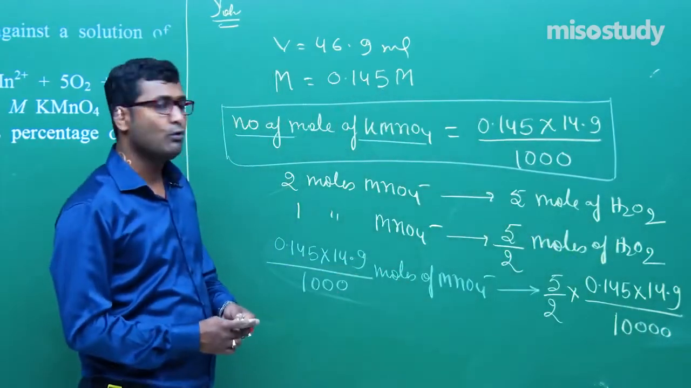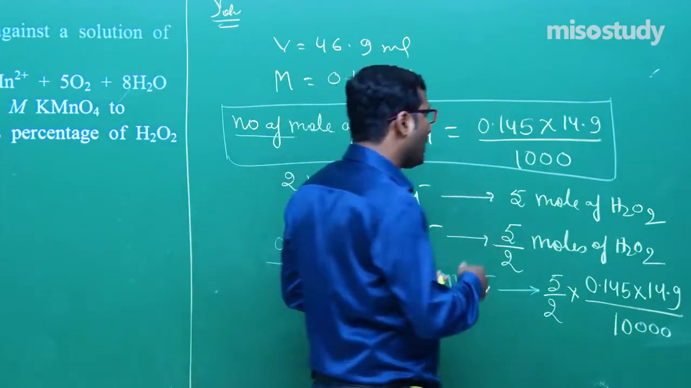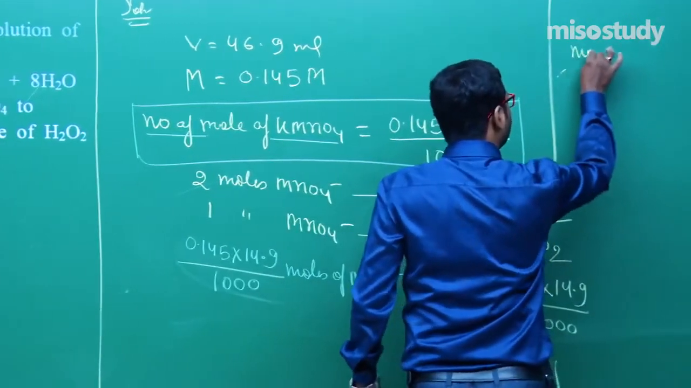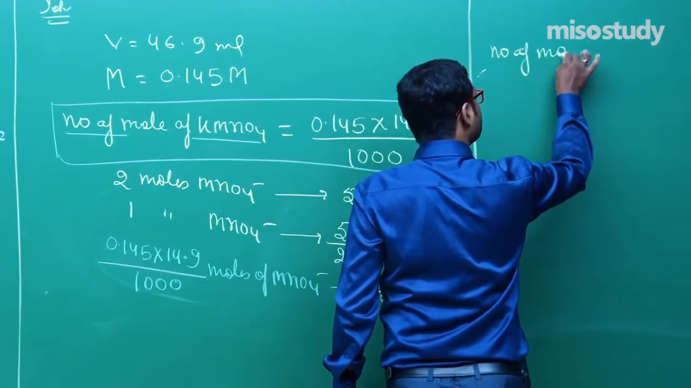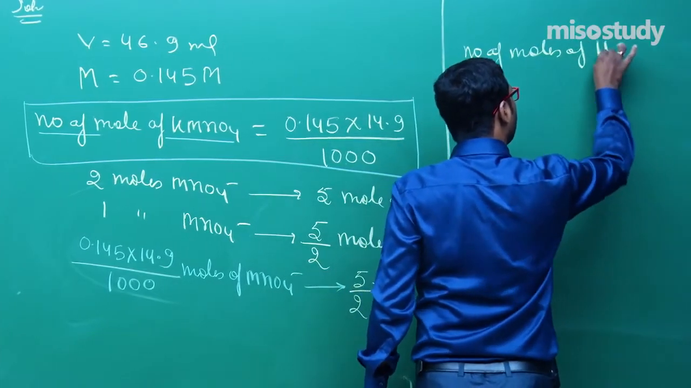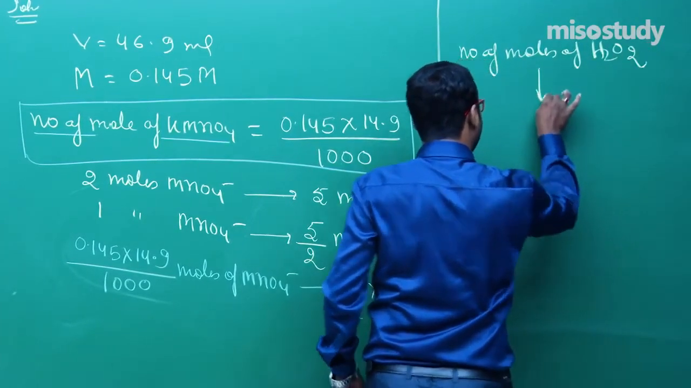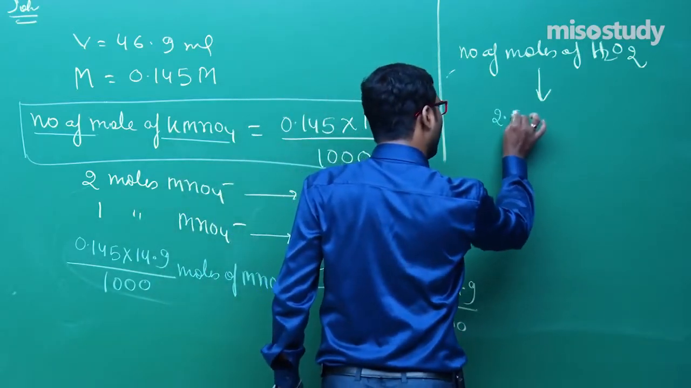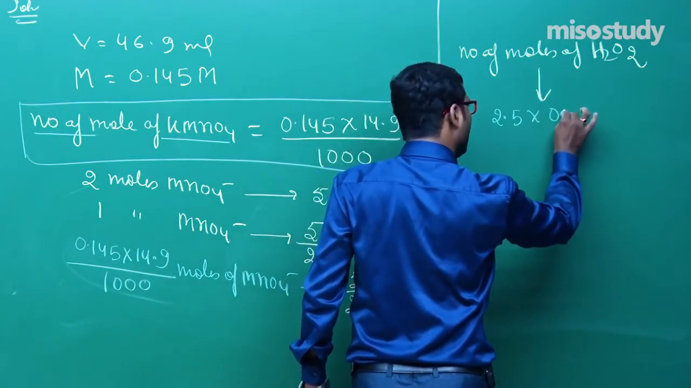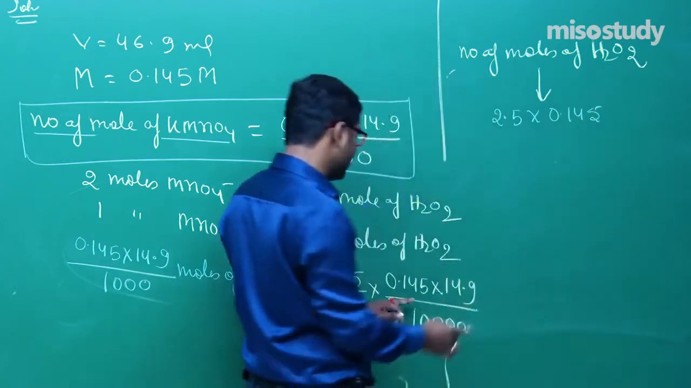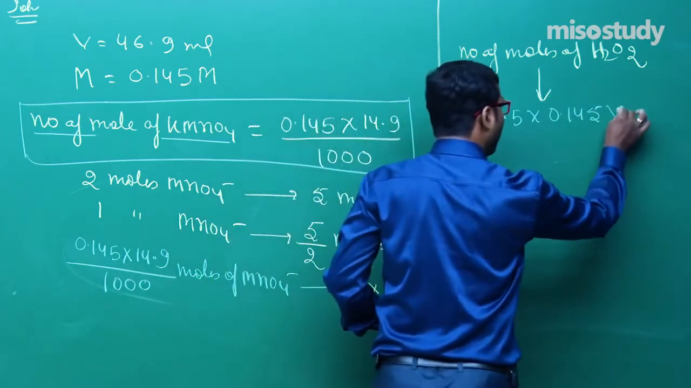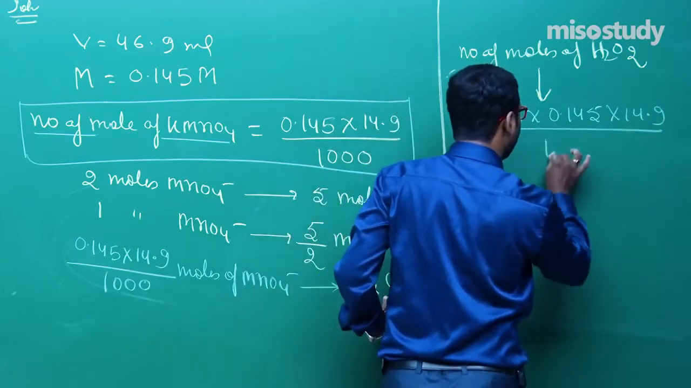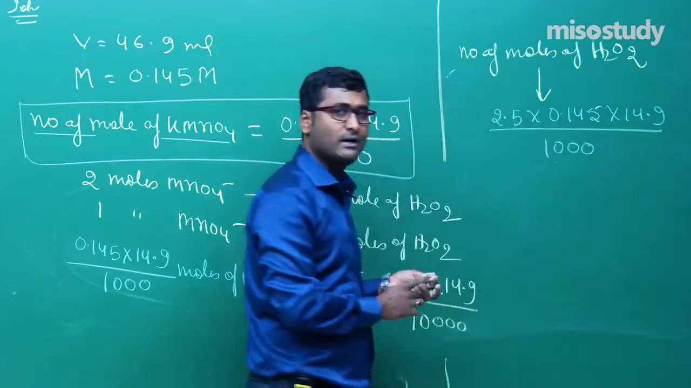This is the number of moles of H2O2. Now I am writing here, check it out. So we can say the number of moles of H2O2, according to the data, is 5 by 2, that is 2.5, multiplied by 0.145, multiplied by 14.9, divided by 1000. This is complete. Is it visible to you?